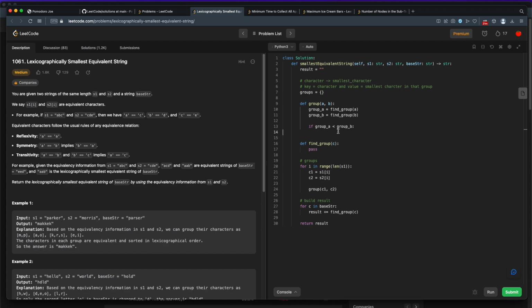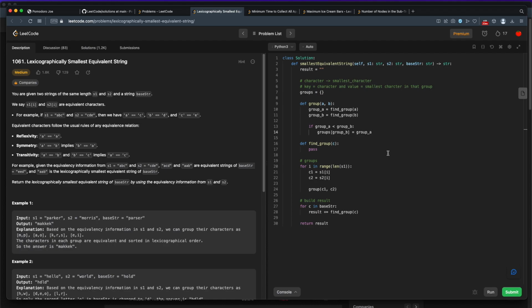Okay, so if we have some groups, then we could say groups with this group B. So going back to what we had here, we're saying let's find the group for character A, find the group for character B, and then if character A's group identifier is smaller than character B's group identifier, then we can actually replace the character B's group identifier with group A's group identifier.